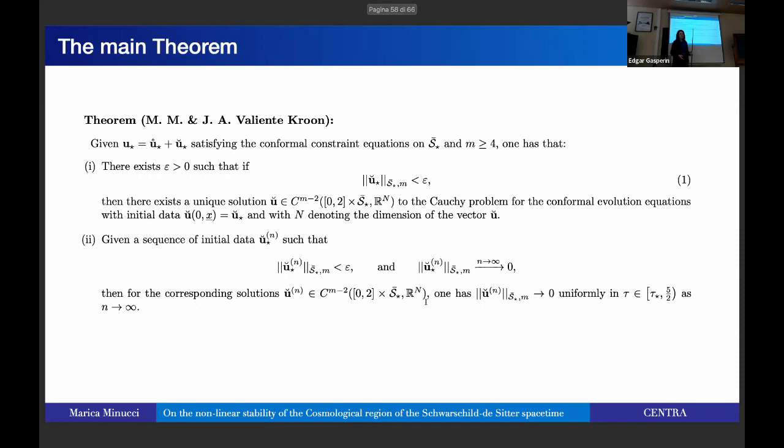And then the main theorem, I would say, is this one, where we say that given this initial data, where U ring is the exact solution, with perturbation, for the conformal constraint equations, one has that there exists an epsilon greater than zero so that if this perturbed initial data is small, then one has a unique solution to the Cauchy problem for the conformal evolution equations. And then given a sequence of initial data, which is also small in Sobolev norm, for the corresponding solution, one has that the Sobolev norm goes to zero uniformly in tau as n goes to infinity.